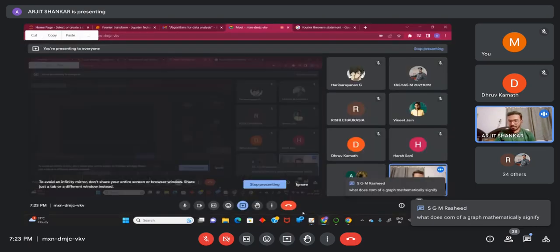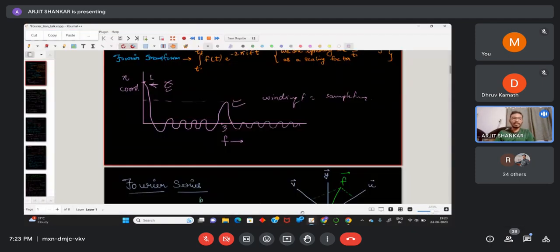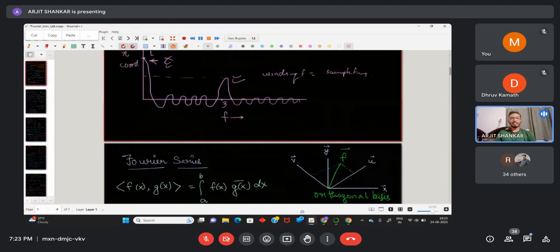What does the CMF graph mathematically signify? So, the center of mass graph, as I showed you over here, mathematically doesn't signify anything. It's not the exact Fourier transform. It's just a kind of machinery that we are making to give you mathematical intuition behind this. In actual, this is not what the Fourier transform is. I'm going to cover this.